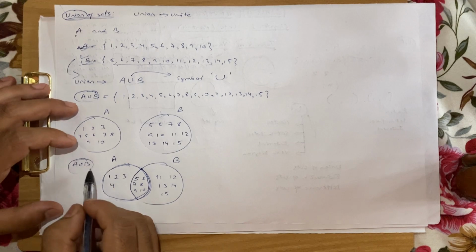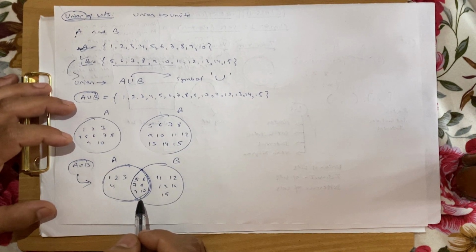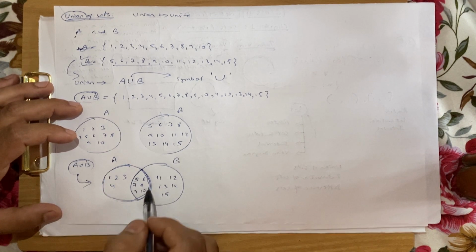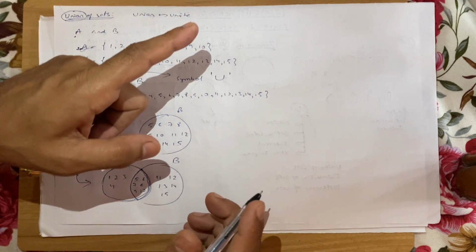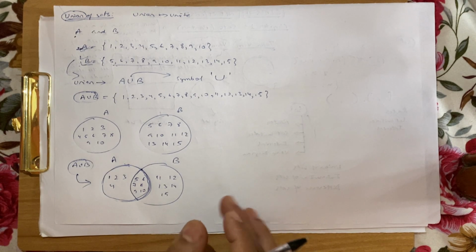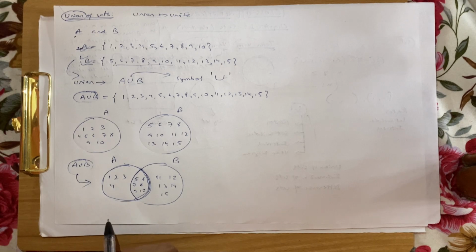So in the diagram of A union B, there will be a common region, and in this common region we will write the elements that are present in both set A as well as in set B. So this is it. This is the Venn diagram for A union B for the two sets A and B that we have taken as an example.